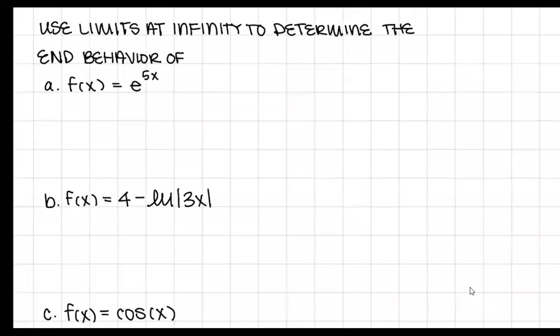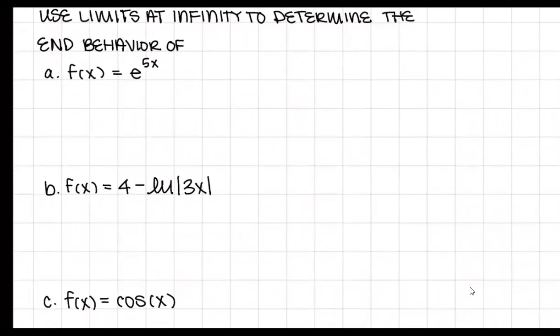So let's use our limits at infinity to determine the end behavior of the following functions. So the first one is f of x equals e to the 5x. And in this case, you might be saying, well, that doesn't look like what we typed in earlier on the PowerPoint. So what's going on here? Well, I'm going to call 5x just a variable t. And now we're interested in the limit as x approaches positive infinity of e to the t, and that looks exactly like what we were doing.